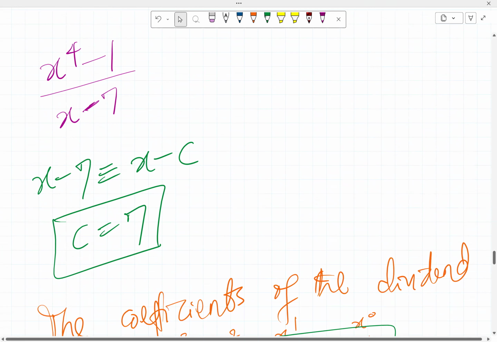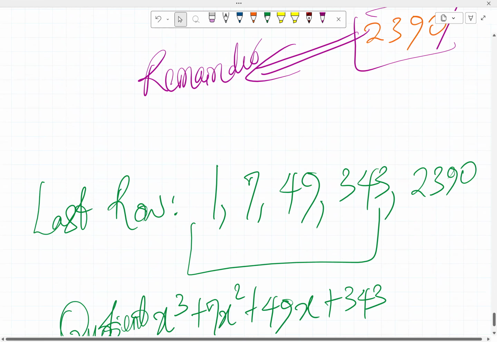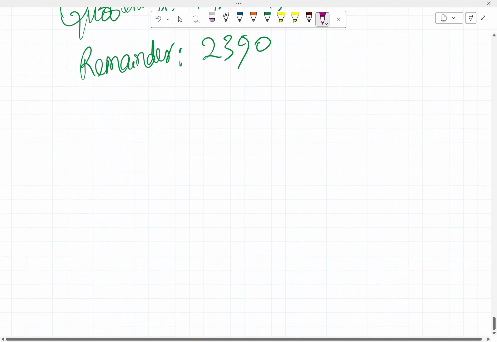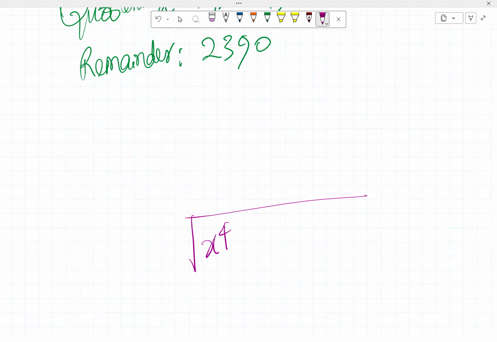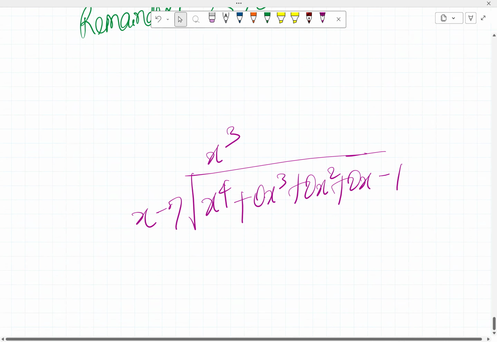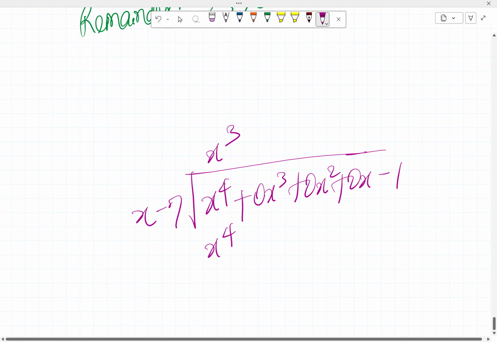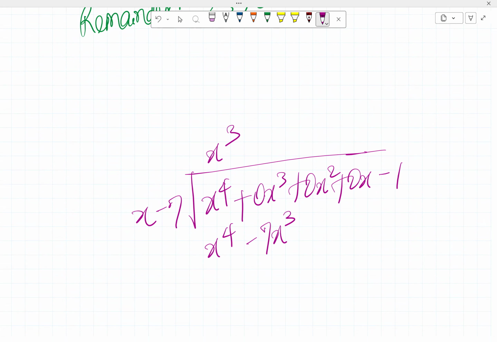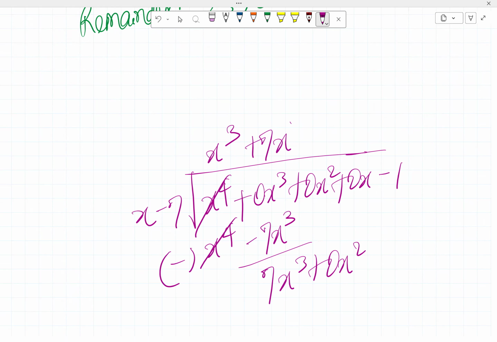Okay, so let me try to verify x raised to power 4 minus 1. I just want to quickly verify that. So that's x raised to power 4 plus 0x cubed plus 0x squared plus 0x minus 1. Then x minus 7, x goes here, is x cubed. Then we have x raised to power 4 minus 7x cubed. Okay, I think it makes sense. So this cancels out. So we have 7x cubed plus 0x squared. So x goes here, we have plus 7x squared rather.